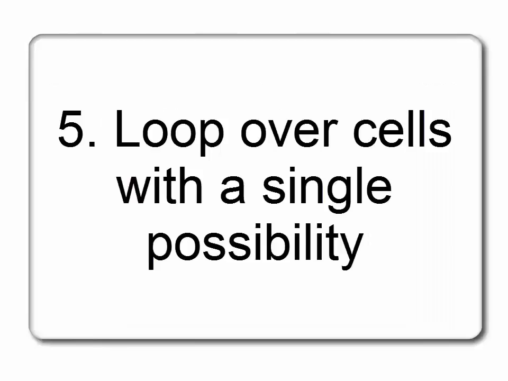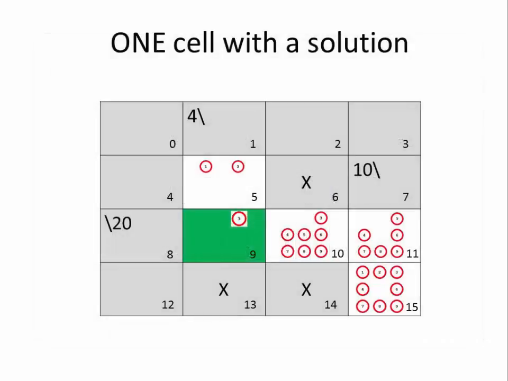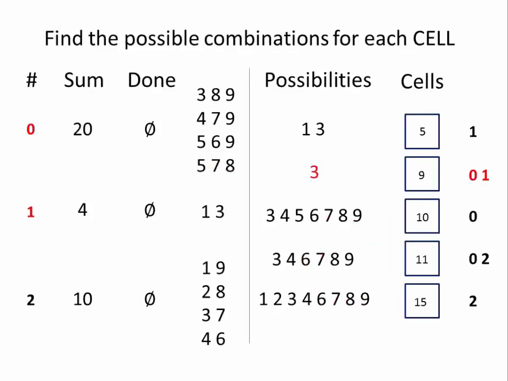We are now ready to group over cells with unique possibilities. The first thing we'll do is find the groups it belongs to. Cell number 9, which has only the number 3 as possibility, belongs to groups 0 and 1. Next, we check if that number is in the list of numbers that have already been used in these groups. At the moment, none of them have been used.